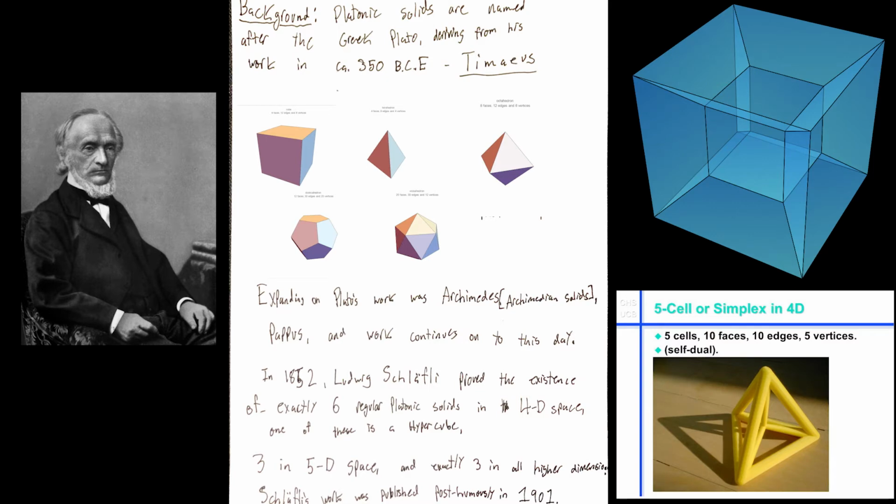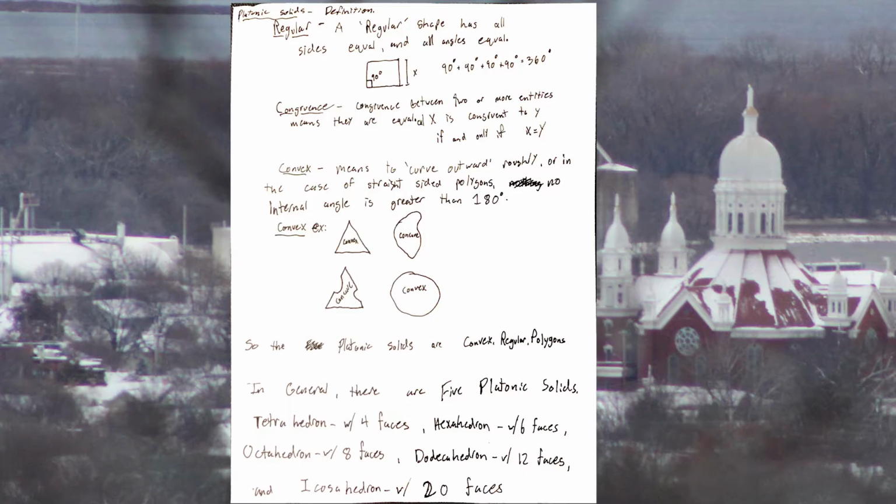One kind of interesting thing about the way history of math works is Schläfli actually didn't get his work published until he died, where it was published in 1901. So before we start getting to the actual Platonic solids themselves, let's go over some of the terms that make up what makes up a Platonic solid.